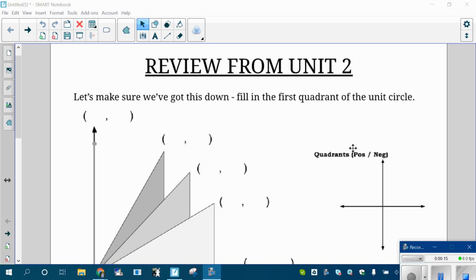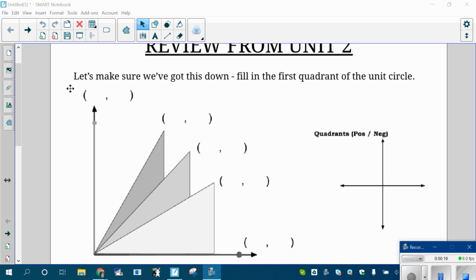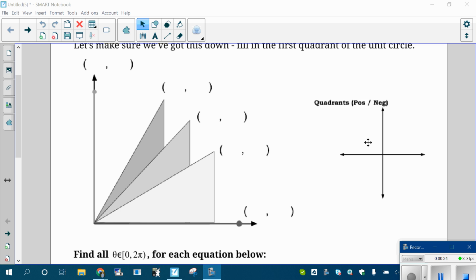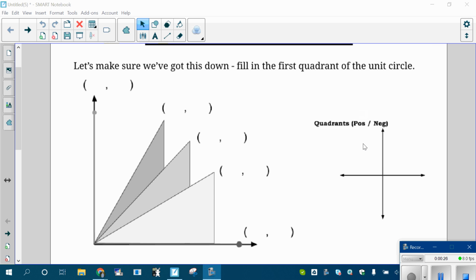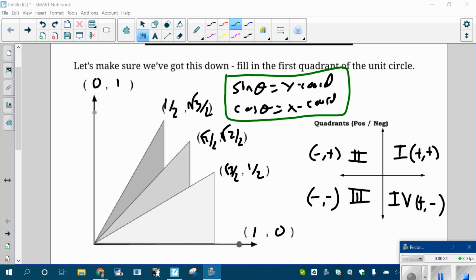First, you have to know everything from Unit 2. You have to know the coordinates. You have to know when certain trig functions are positive or negative. You got to be able to evaluate stuff in the unit circle. So take a second now, fill this out. If you can't fill this out easily, re-memorize this information. Extremely important. Okay, so there are your coordinates.